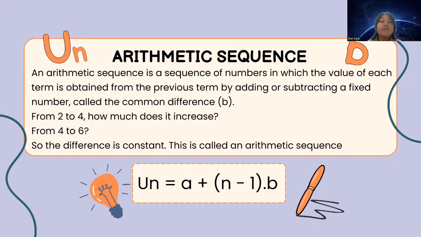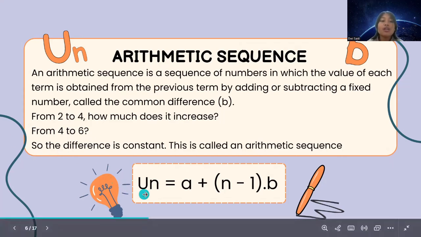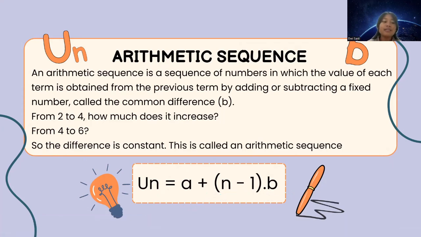And the formula for an arithmetic sequence: Un equals a plus (n minus 1) multiplied by b, where a is the first term, n is the term number, and b is the common difference.